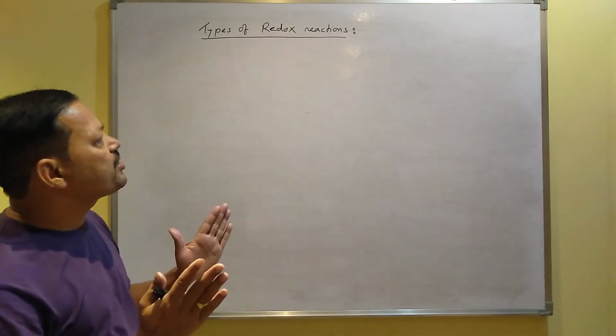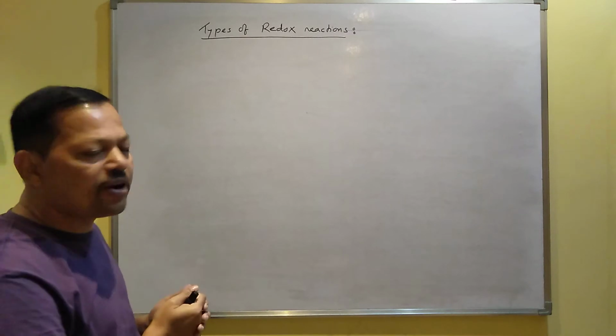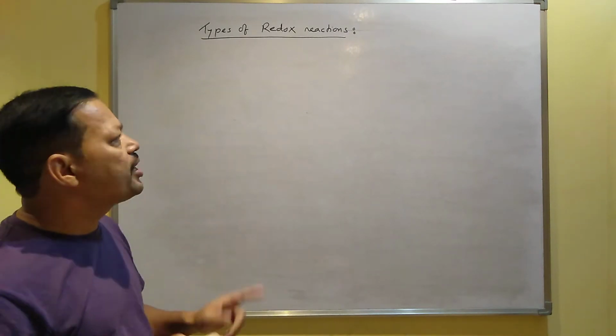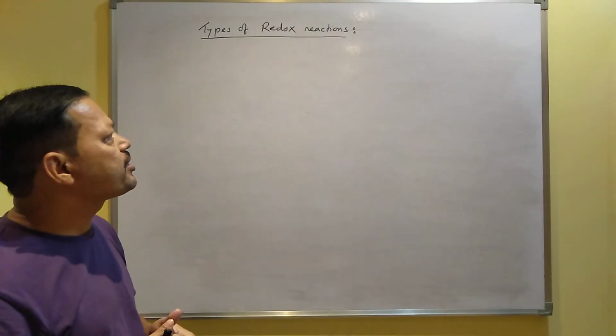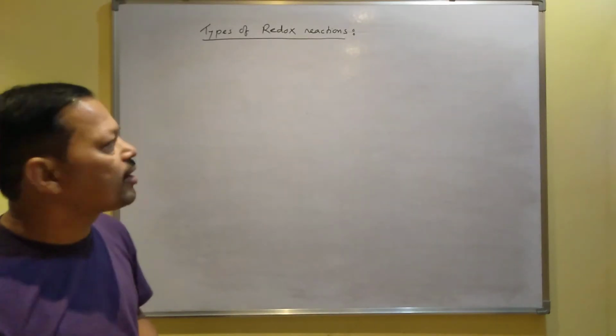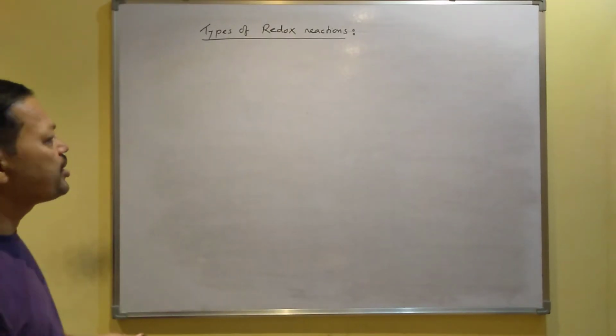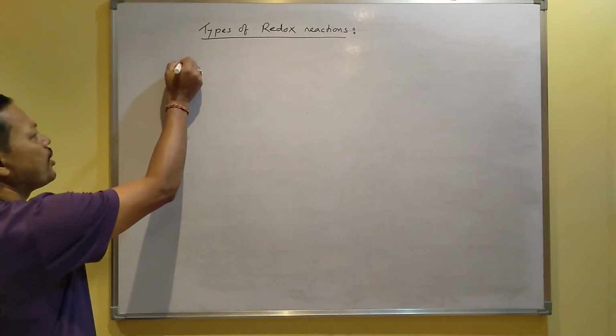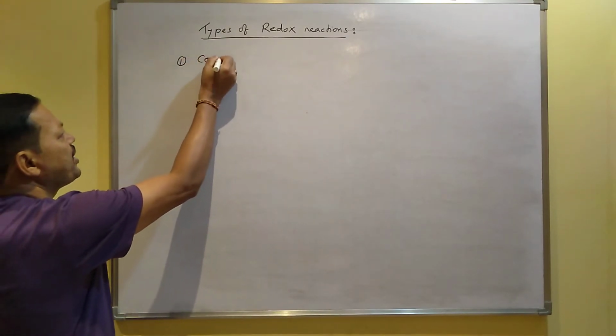I mean, a combination reaction may be one example of redox reaction. A decomposition reaction may be one example of redox reaction. Displacement reaction may be one example of redox reaction. So these are called the types of redox reaction. So number one, combination reaction.